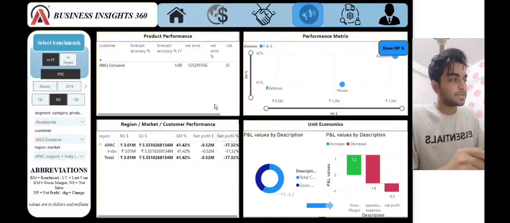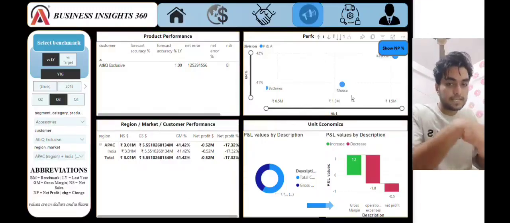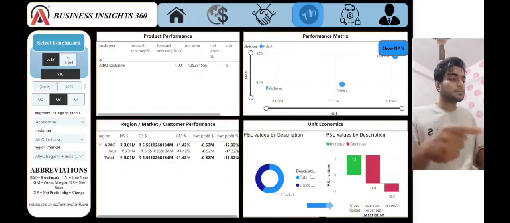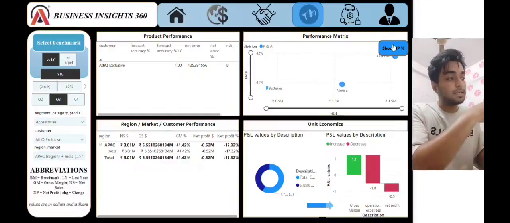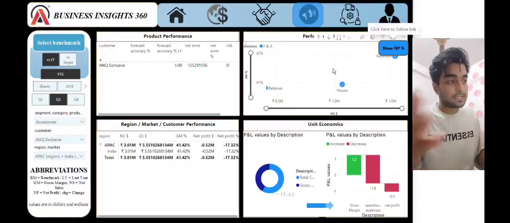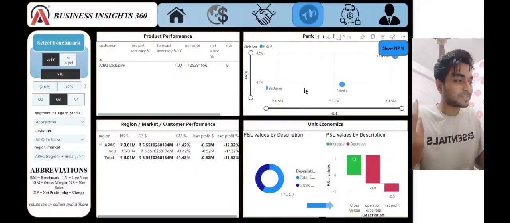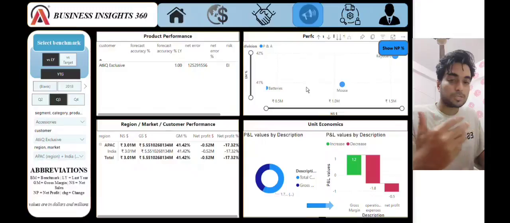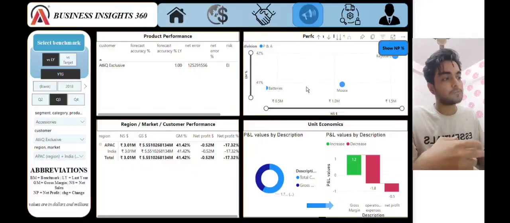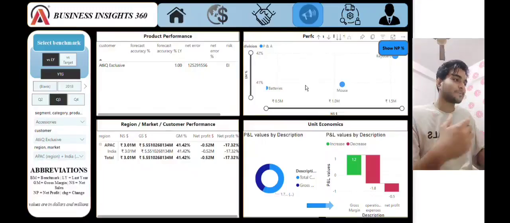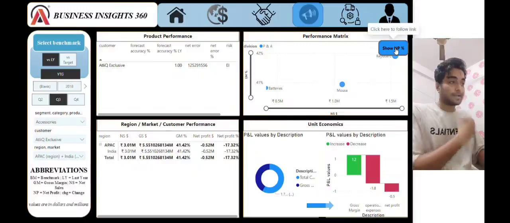You can click on this button to show, it is currently showing gross margin percentage versus net sales for all the products that you have selected in the given slicer. Similarly, if I want to see net profit percentage instead of gross margin percentage, I'm going to click on this button and it's going to show me net profit percentage. If I want to see gross margin percentage again, I'm going to click on gross margin percentage again, and it's going to show me that. So this was the whole marketing view.